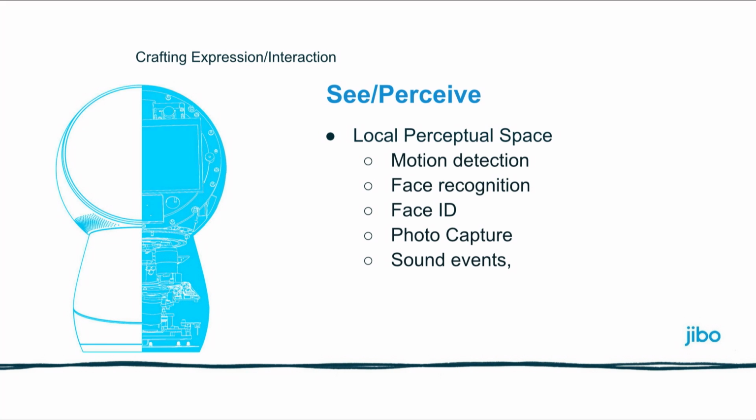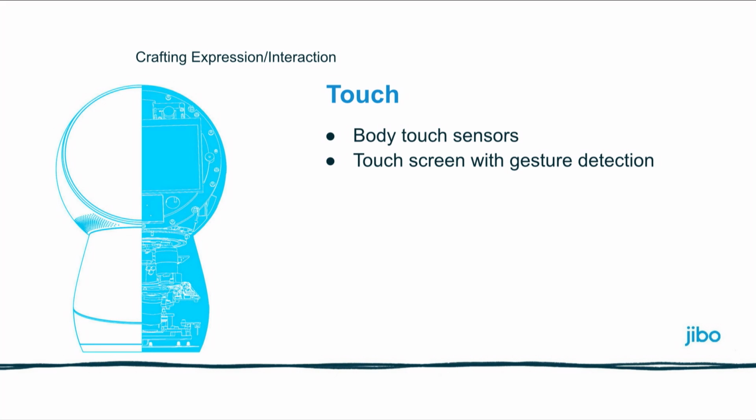Seeing and perceiving, this is really important for a sociable robot. So you want him to be able to detect motion. So if you enter a room, he can acknowledge you. Face recognition, so he can see a face. Facial identification, so he understands the people who are in his family. Photo capture and sound events as well. Touch, he's a sociable creature and people like to touch. If you're petting your dog, you do like this. So he has sensors all over his head, so he can detect that, and also his screen is touch capable.